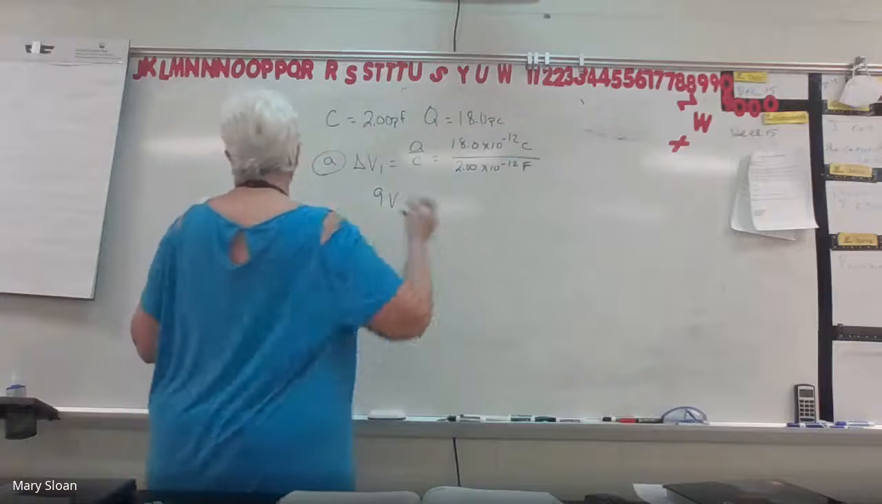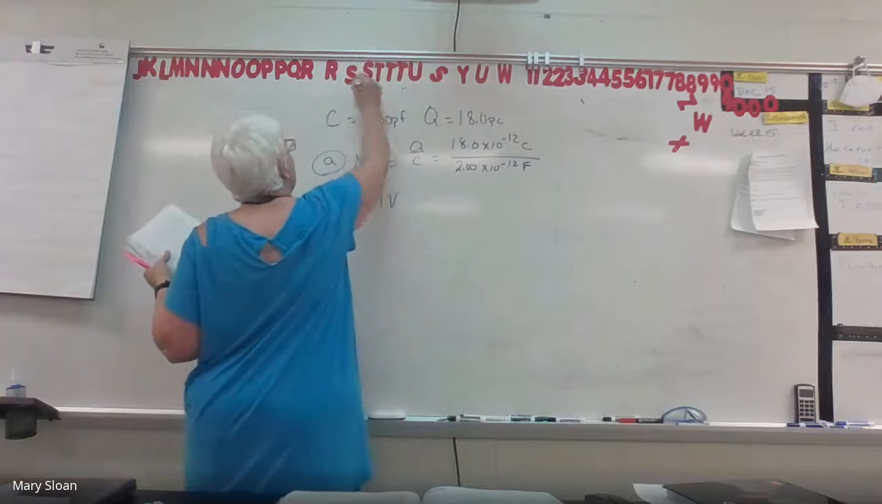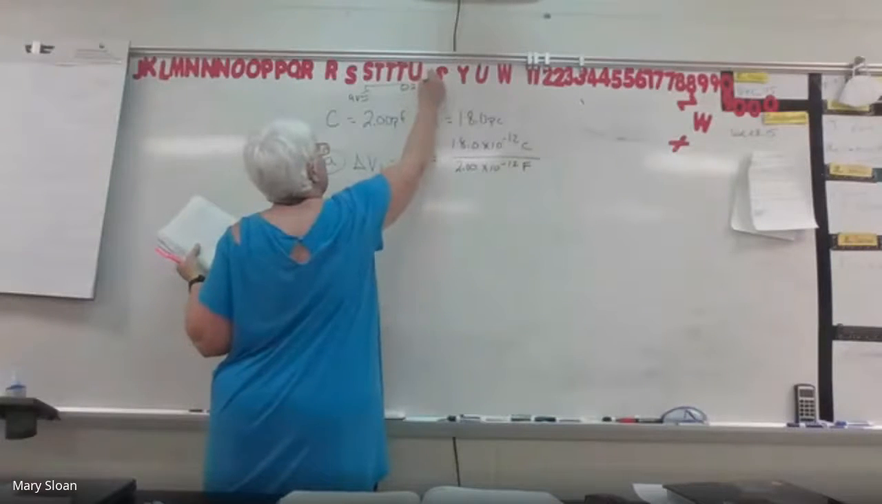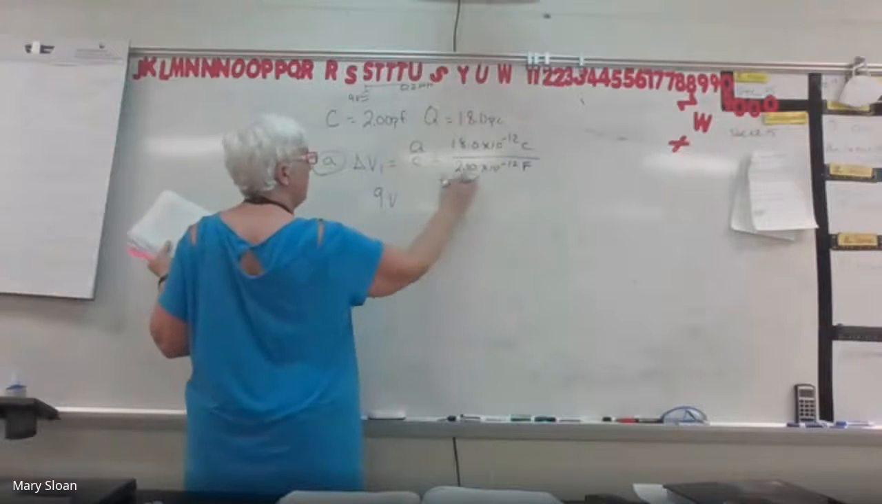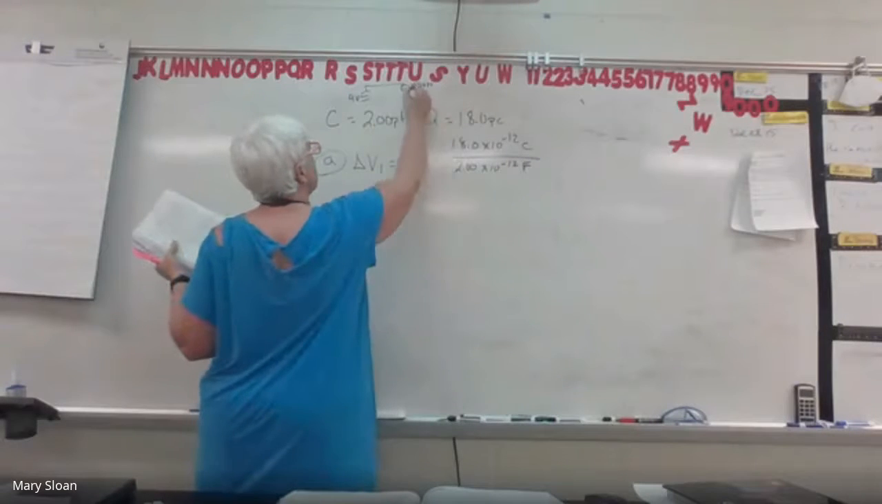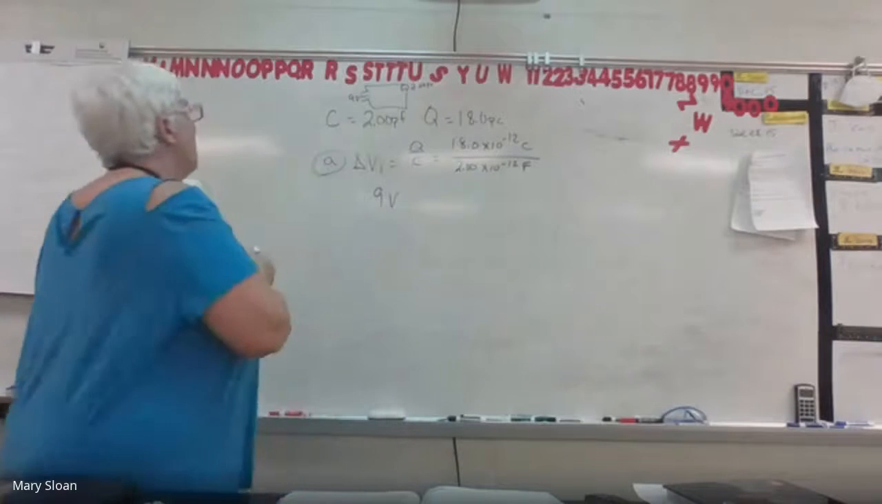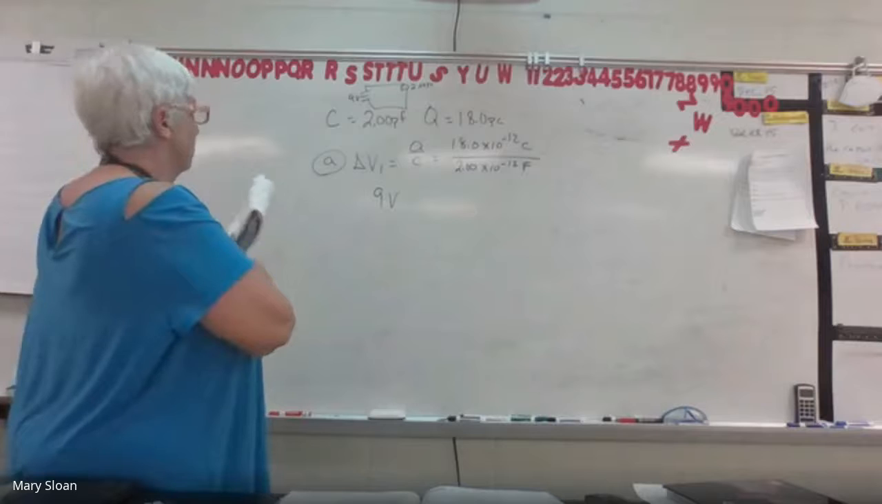So on this one, we have a 9 volt. We have a capacitor of 2.00 pF, or you can do your capacitor 2.0 times 10 to the negative 12. And that's all we have, and that's what you would draw for number 3.